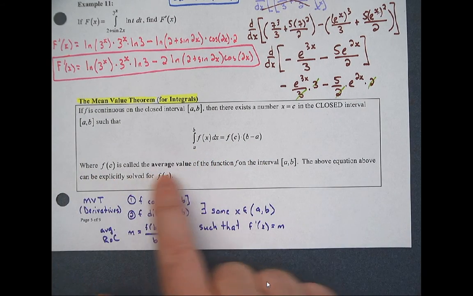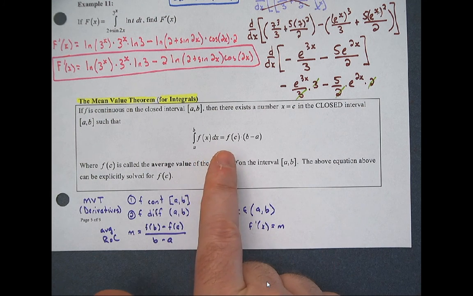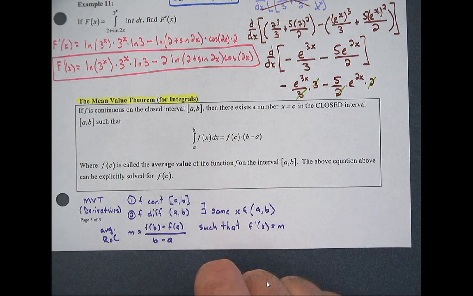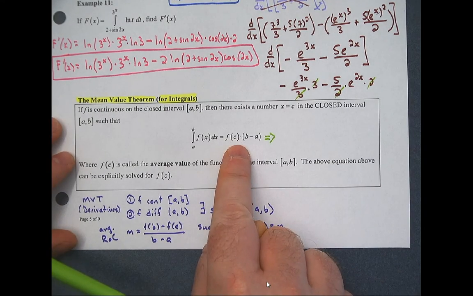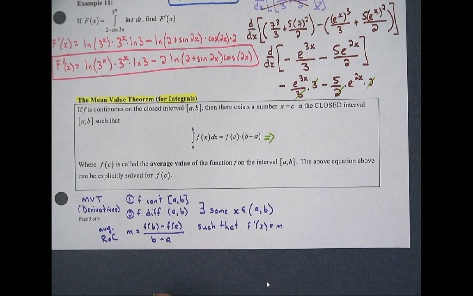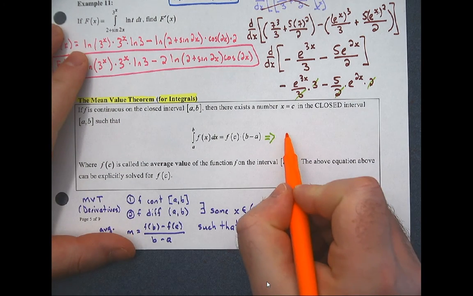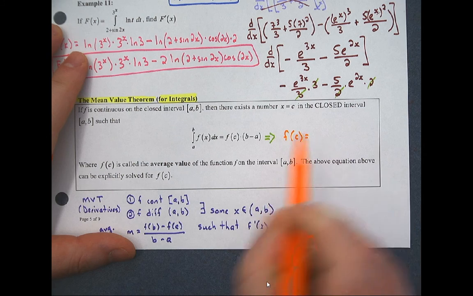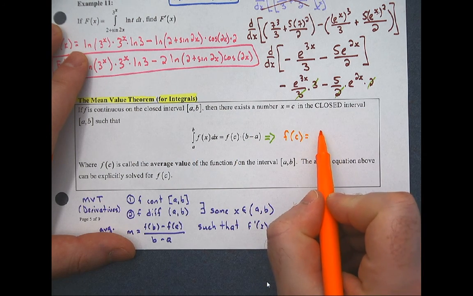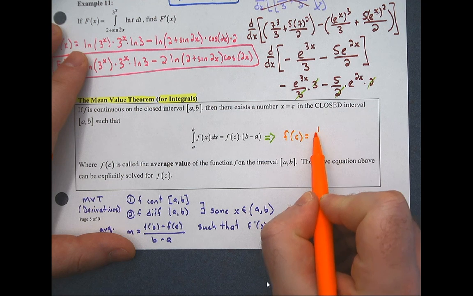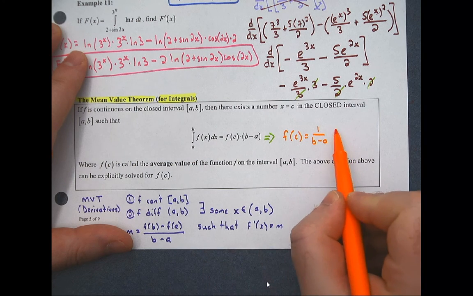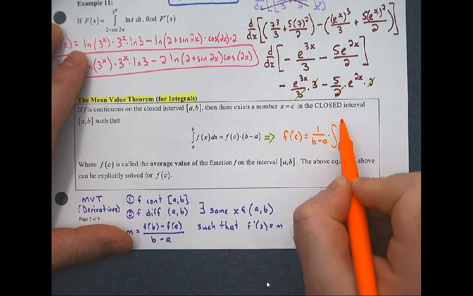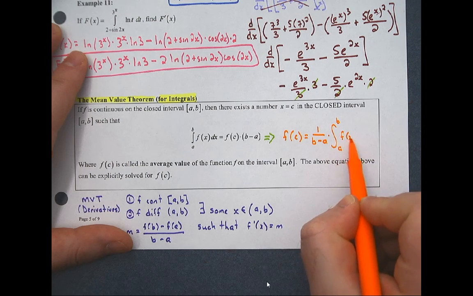Now, this is called the average value. This setup I actually don't see very often. It's this other format that I think is going to be a lot more valuable. Another way to say this is to solve for f of c. I can rewrite this and say f of c is equal to, I'm going to divide to the other side, 1 over b minus a, times the integral from a to b of f of x dx.